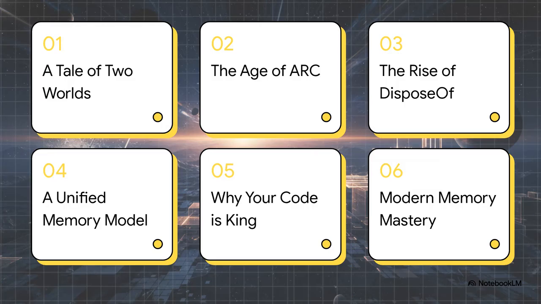So here's our game plan. First, we're going to investigate the scene of the crime, a real tale of two different memory worlds. Then, we'll dive into the age of automatic reference counting, or ARC, and see how its simple promise led to the confusing rise of Dispose of. After that, we'll see how the whole case was finally cracked with a unified memory model. We'll also cover exactly why your code is still king, even on Android, and we'll wrap it all up with a clear, simple action plan for modern memory mastery.